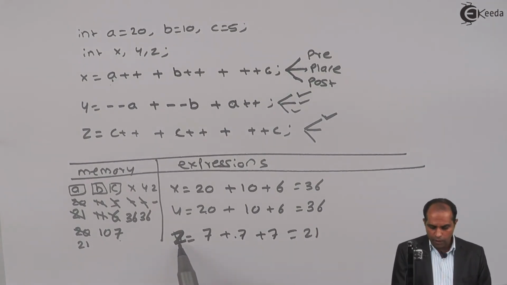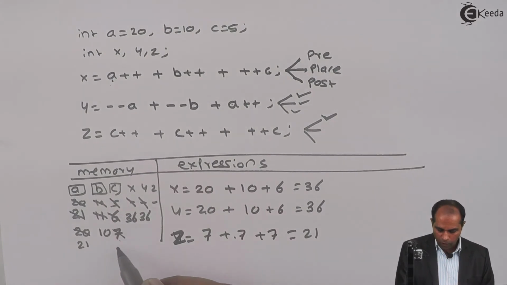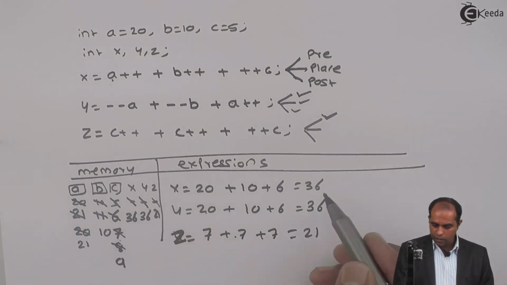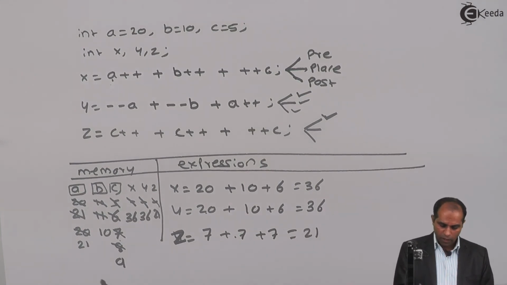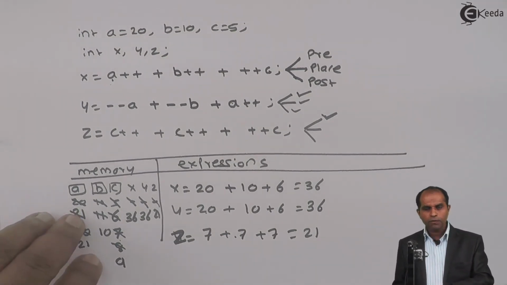So once Z gets a value as 21, then perform post operation. C++ will be modified to 8 and again C++ will be modified to 9. So the value of X is 36, Y is 36, Z is 21, whereas A, B and C are 21, 10 and 9 respectively. So we can have values of the variables in this particular part. So I've said this with simple expressions. Now let's try a simple program on this particular increment decrement expression itself.